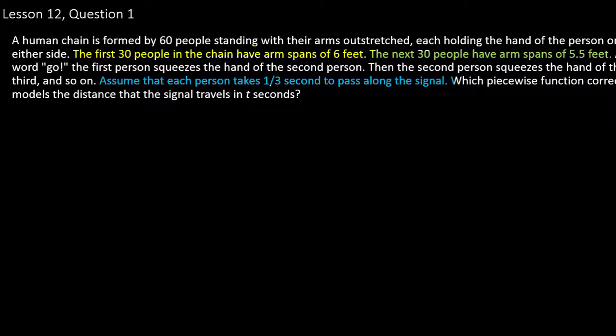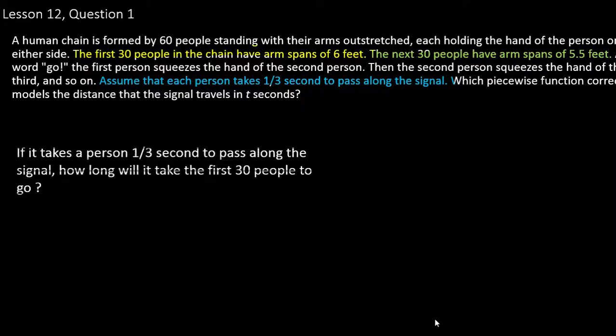And our question is, which piecewise function correctly models the distance that the signal travels in t seconds? Of course, you're given some multiple choice options here, so make sure you have those in front of you. There are some pieces of information to consider to help us select the correct piecewise function. First, if it takes a person a third of a second to pass along the signal, how long will it take the first 30 people to go?